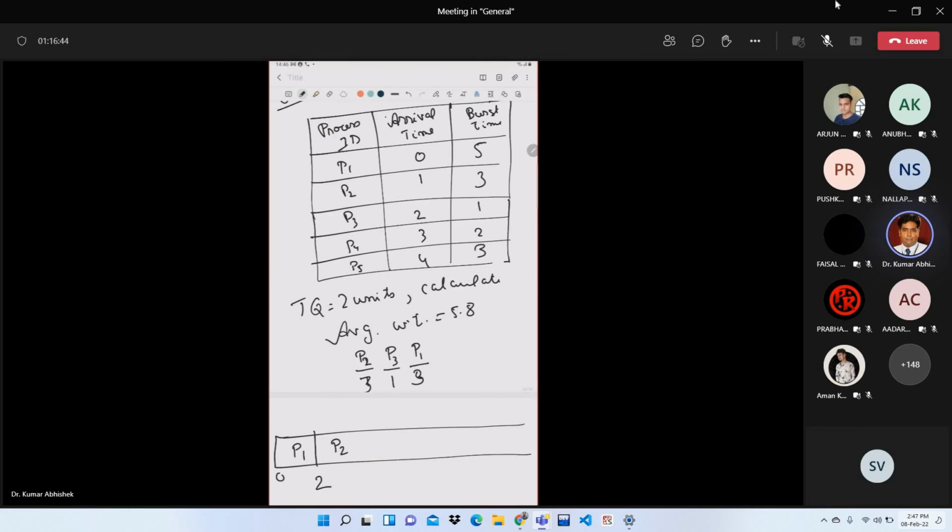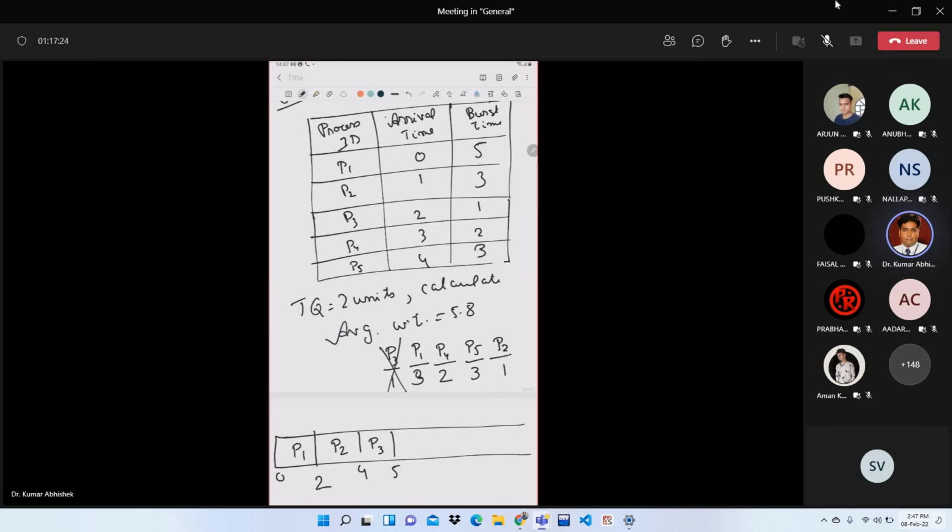At time 3, P4 comes with burst time of 2. P4 will execute till time 4. What happens at time 4? P5 also comes with burst time 3, and P2 is again moved to the ready queue with 1. P3 goes for execution, and at time 5, P3 is out of the ready queue.